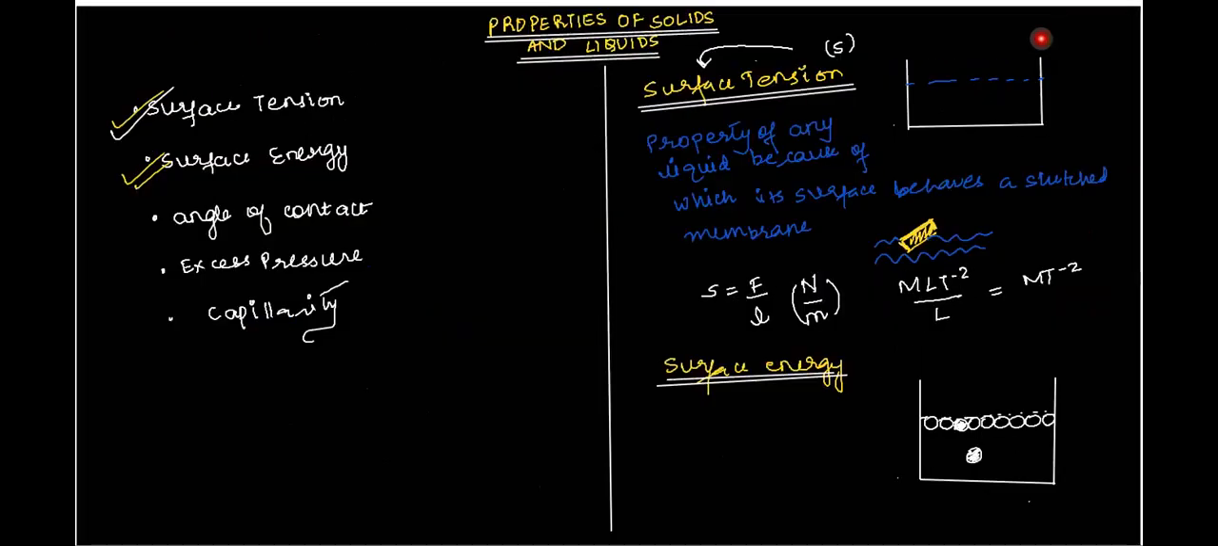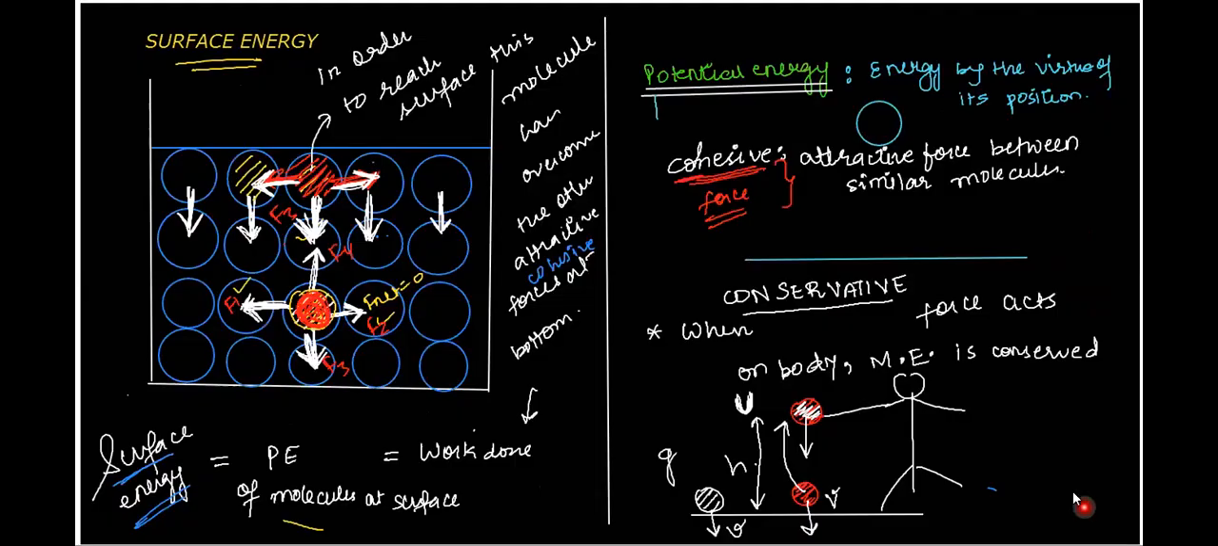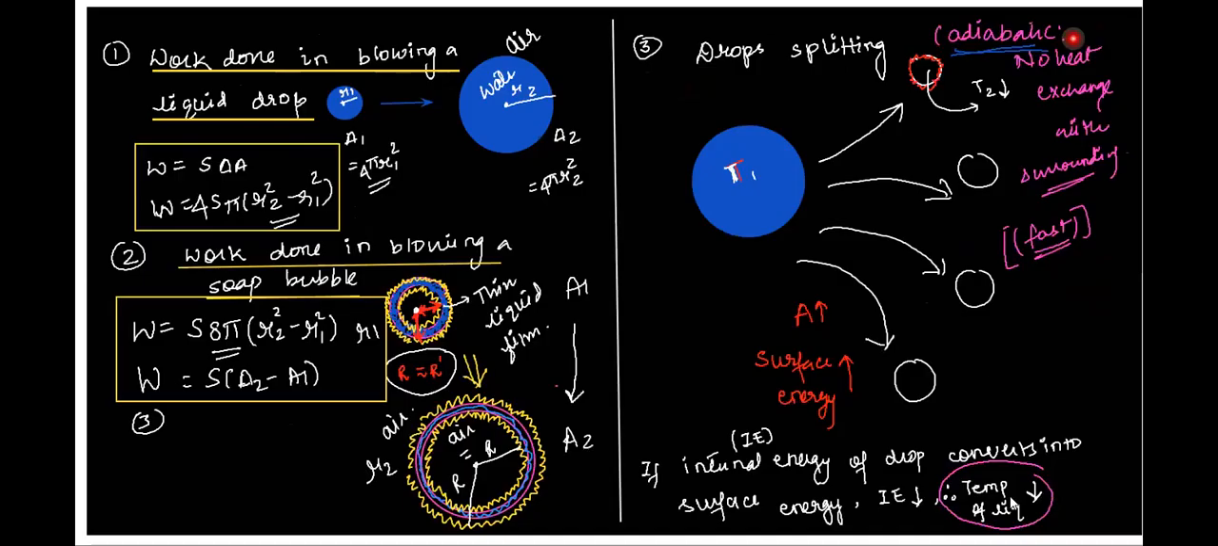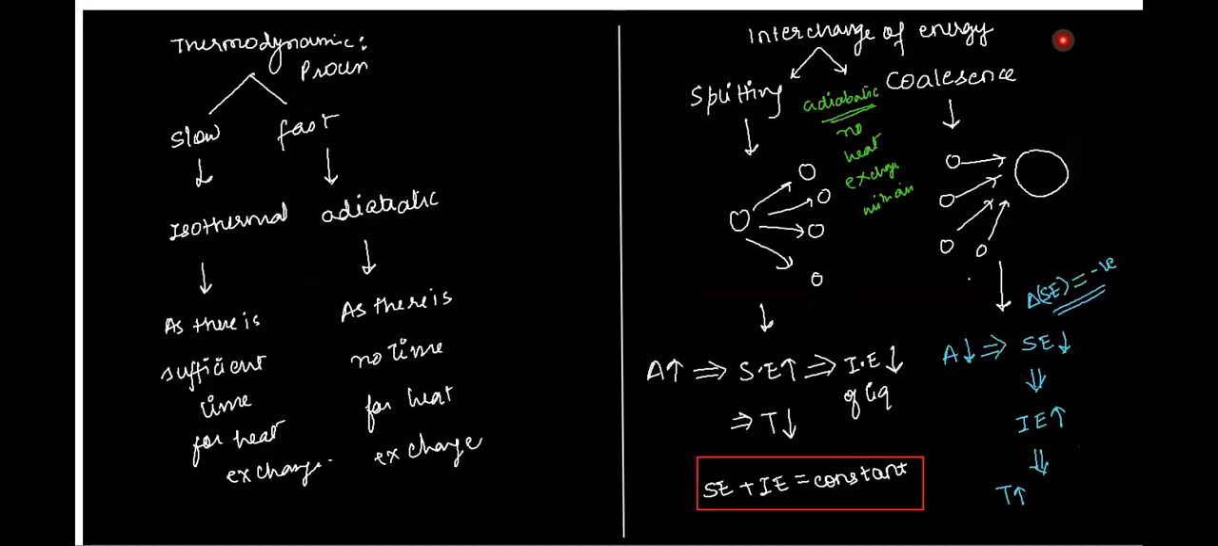So this is how we have understood the concept of potential energy. Then we have understood the concept of surface energy and its formula, how we understand the work done in case of a liquid droplet, in case of a soap bubble. We've also seen the interconversion of surface energy and internal energy in case of splitting and coalescence. Is everything we have read in class crystal clear in mind? Yes, sir. Okay.